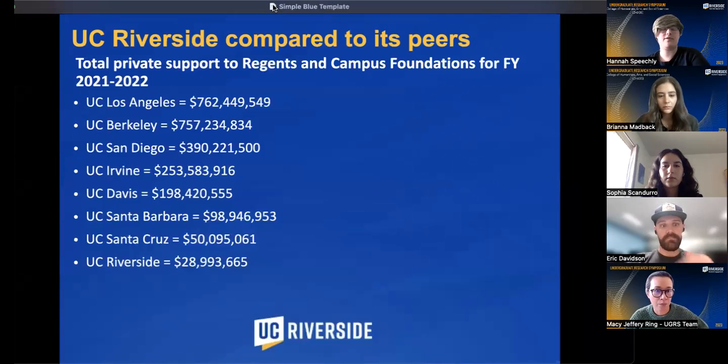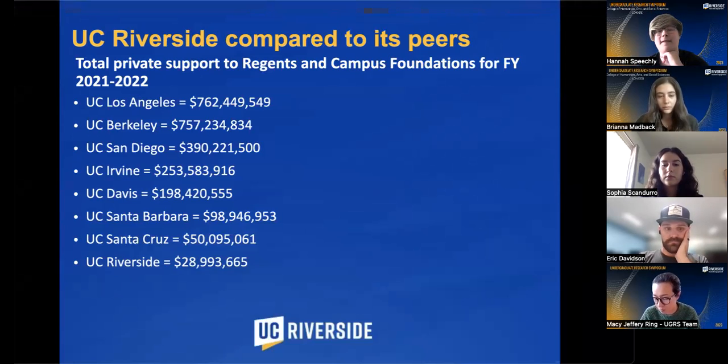UC Riverside compared to its peers, this is endowment that I was talking about earlier. So I looked at total private support, that's third parties, usually in the form of alumni donations, investments. So this is combined. So this is Regents and campus foundations. Topping the list is UC Los Angeles with nearly $800 million. UC Riverside bottoms the list at $28 million. There's not a lot you can really get with $28 million. Someone at UCLA is probably writing a check for $28 million.